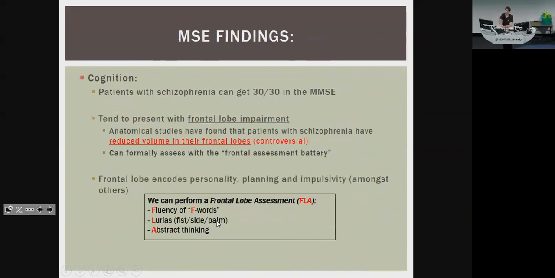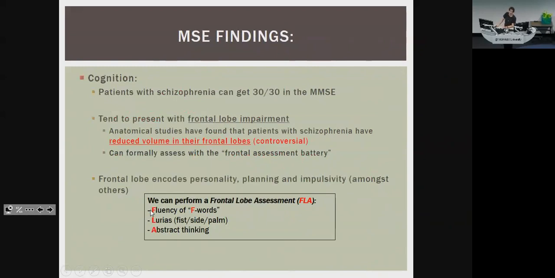The frontal lobe does things like personality. So it's not surprising that patients with schizophrenia get these weird type A personality traits. It also encodes impulsivity, so it's not surprising that they're often disinhibited. It encodes executive functioning and complex planning, so it's not surprising that they can't look after themselves in an appropriate way. And the way that you assess the frontal lobe, nice and easy, is you do what I call a frontal lobe assessment, FLA. And I think this could come up on OSCE. It would be tricky, but just learn this and it's nice and easy.